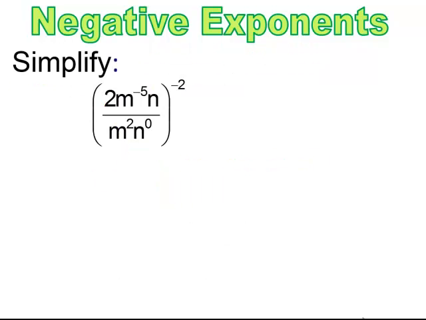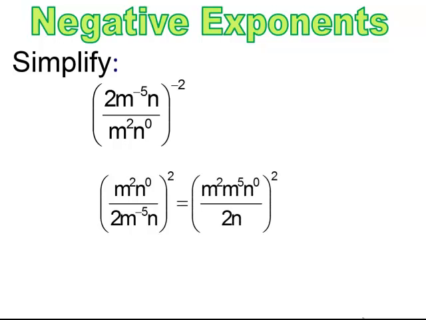Pause and try. So I flip the inside exactly the way the top is going on the bottom, exactly the way the top was written. The bottom is going on the top exactly the way it was written, and I change that power on the outside to positive. I'm going to simplify inside first.